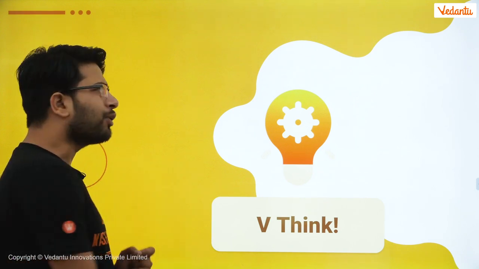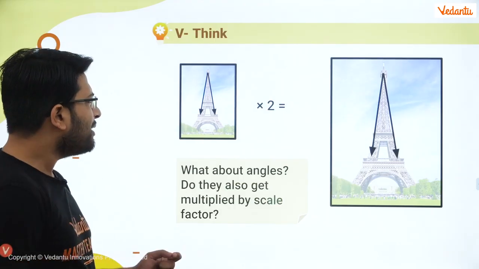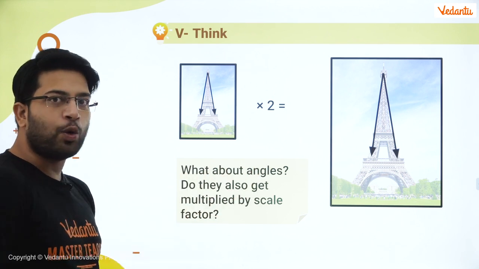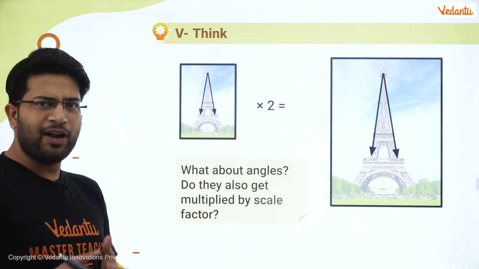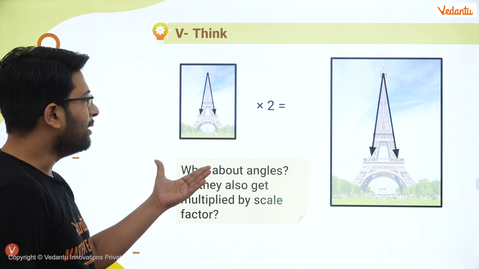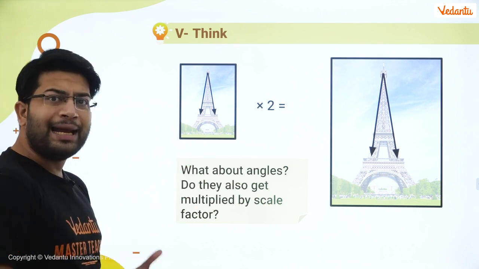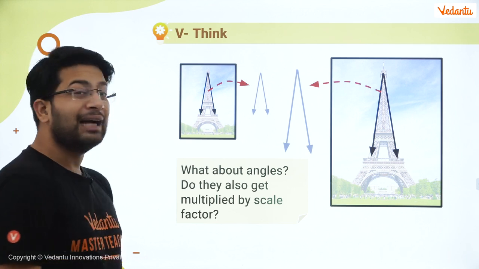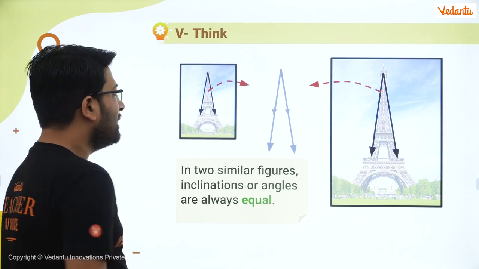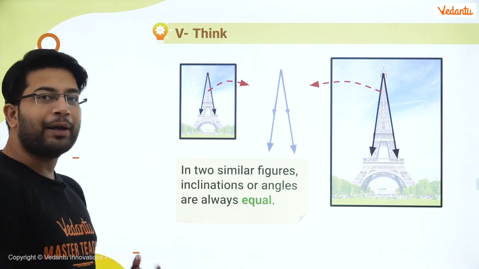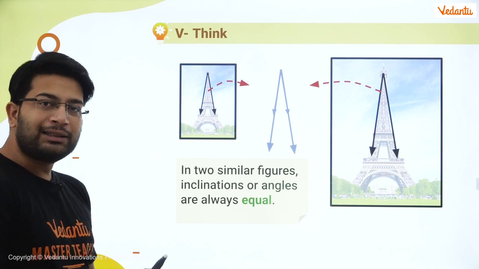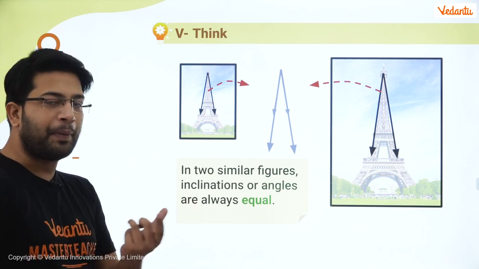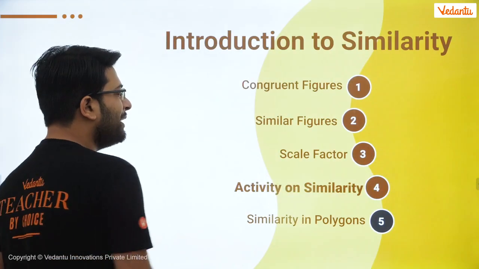Okay, champ, now a question to think about: what about the angles? We got it, the lengths are getting twice, depending on the scale factor. But what about the angle? Are the angles also getting twice? The answer is no. Champ, angles will be equal because they are similar figures. In similar figures, angles must be equal. Only the side ratio will be proportional. That's it. I hope it is clear.